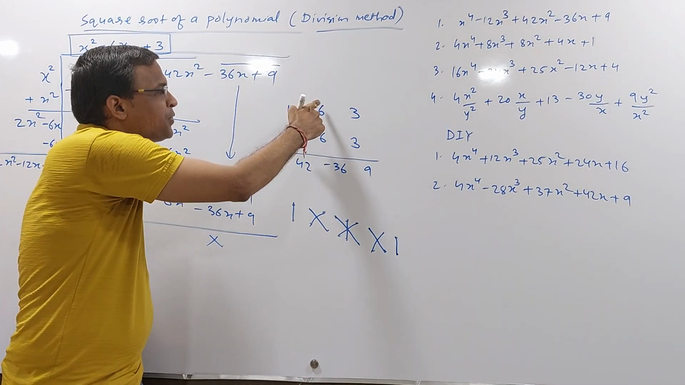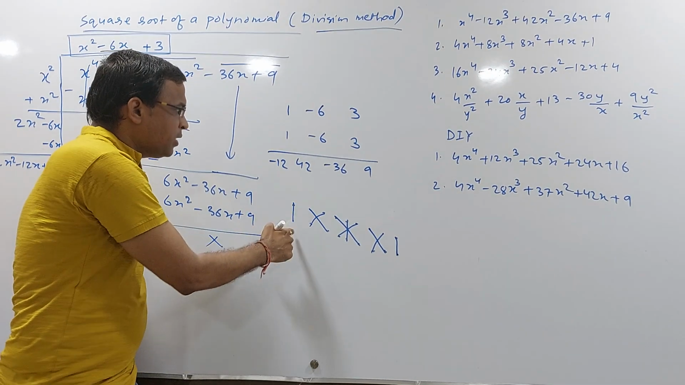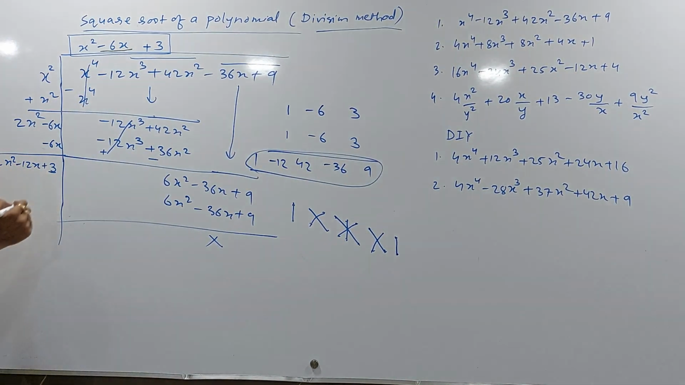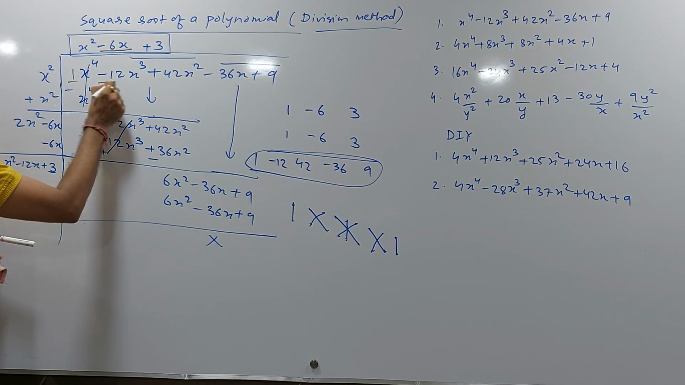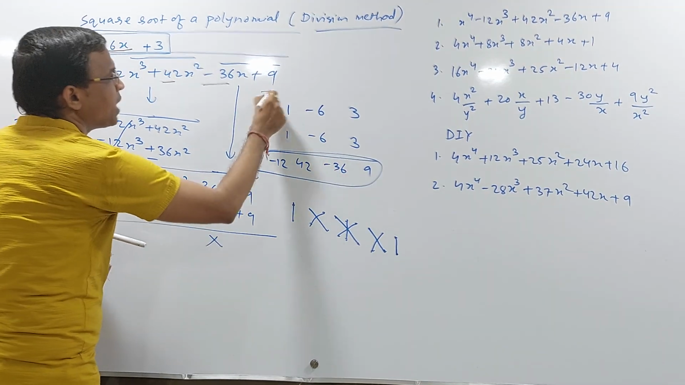Minus 6 ones are minus 6, minus 6 minus 6 is minus 12, and finally 1 ones are 1. Check out the coefficient. You will observe the same coefficient over here. See, you are getting the same coefficient here. That is 1, so it is 1. It is minus 12, 42, minus 36, 9.